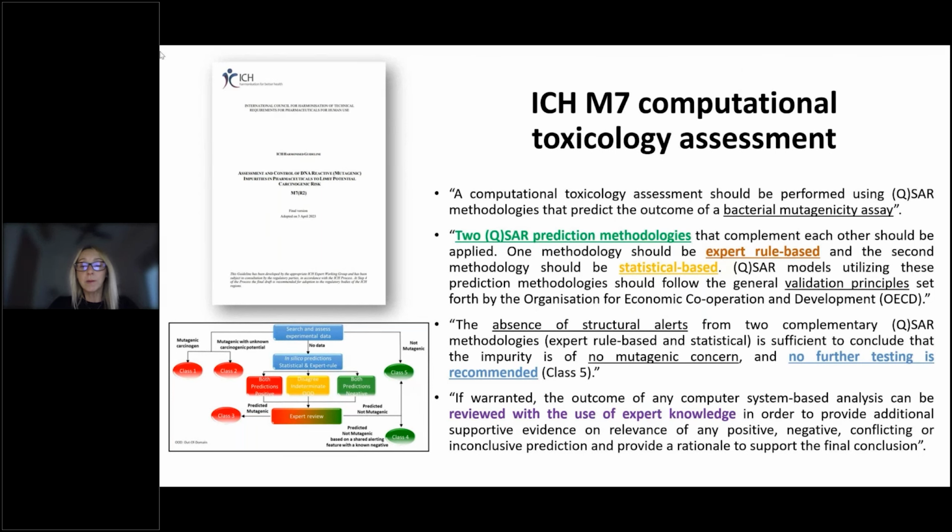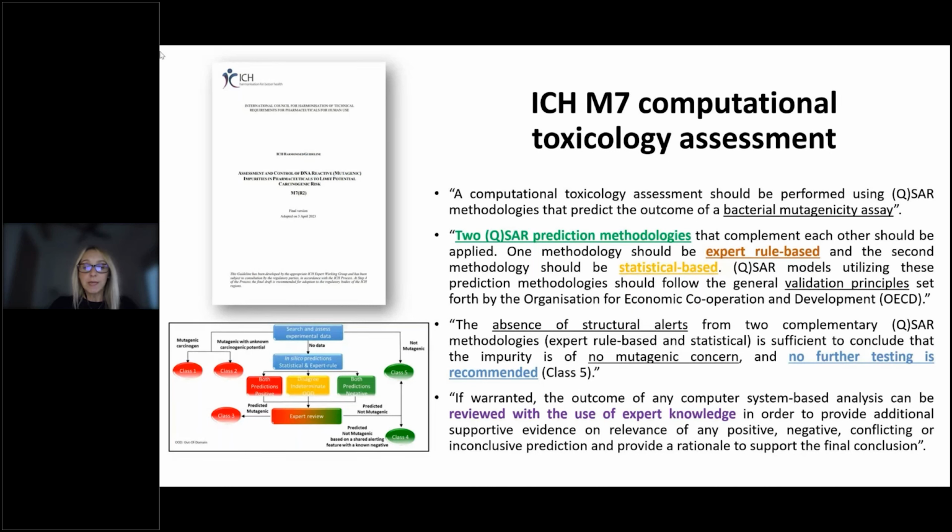And the QSAR models that are used to derive the predictions should follow the OECD principles for QSAR validation, meaning that the models that are used for this class assignment, for this hazard assessment, need to be compliant with regulatory requirements. According to the guideline, the absence of a structural alert from the two complementary QSAR methodologies is sufficient to conclude that the impurity is of no concern, and in such a case, no further testing is recommended.